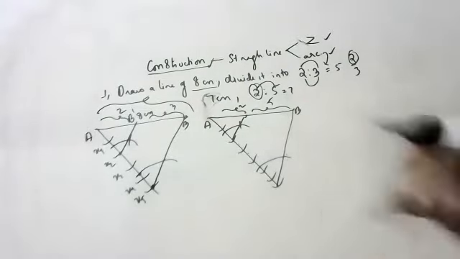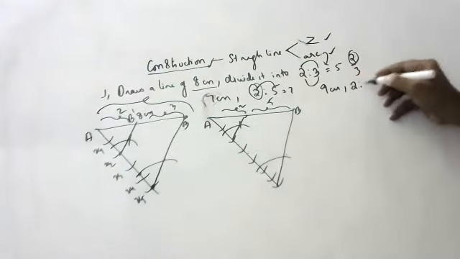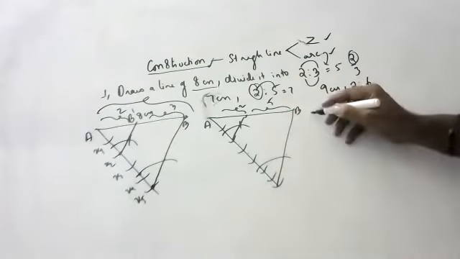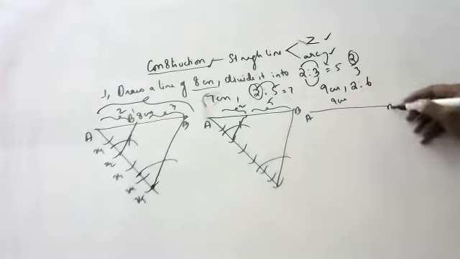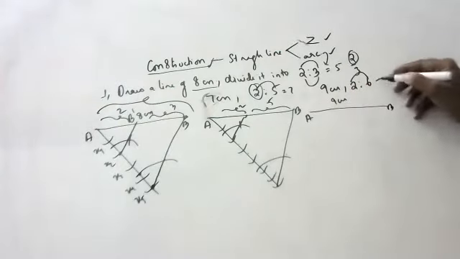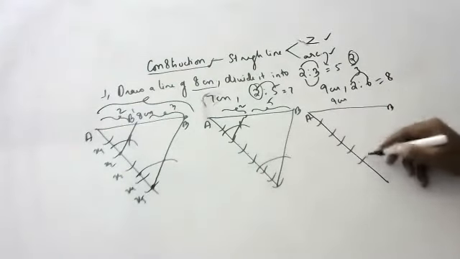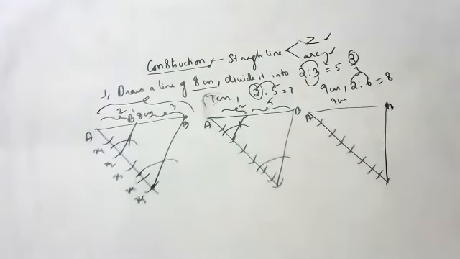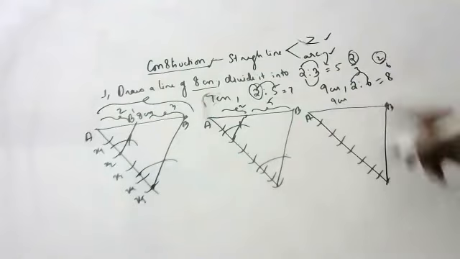Okay, for those who didn't understand, one more I will say, children. Suppose: draw 9 centimeters and divide into 2:6 ratio. Okay, so what will you do, children? Draw a 9 centimeter line. 2 plus 6 is how much, children? 8. 2 plus 6 is 8. Draw 8 equal arcs, 1, 2, 3, 4, 5, 6, 7, 8. The eighth one you join here, children, and then from the second one draw an arc.